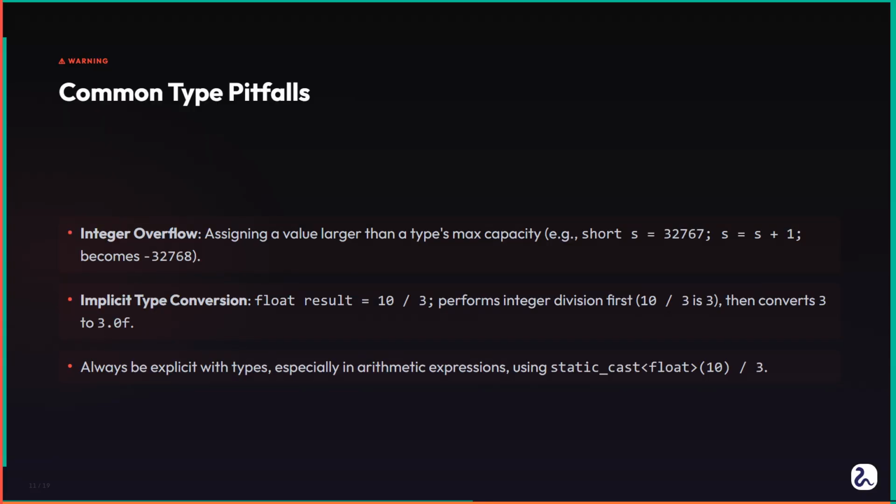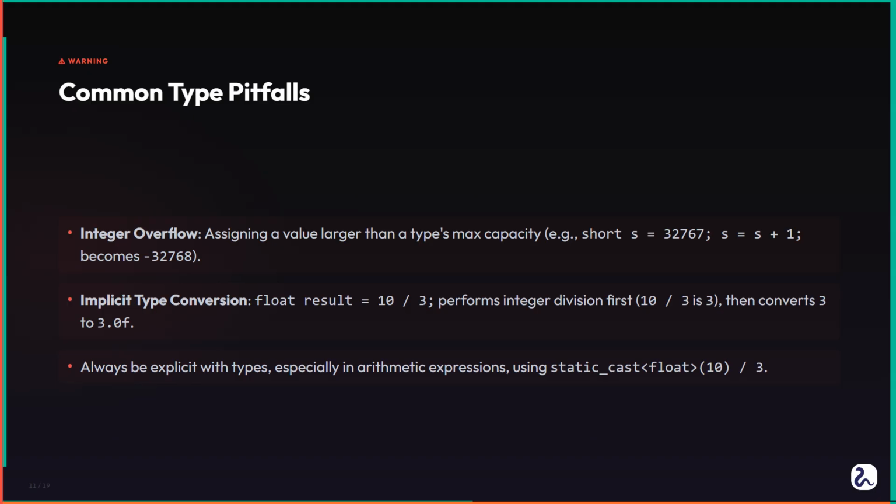A common mistake is integer overflow. If you declare short s = 32,767 and then try s = s + 1, a 16-bit signed short cannot hold 32,768. It will wrap around to -32,768, which is a silent error that can lead to extremely hard to debug issues. The compiler will not warn you about this by default. Always consider the range of your chosen type.